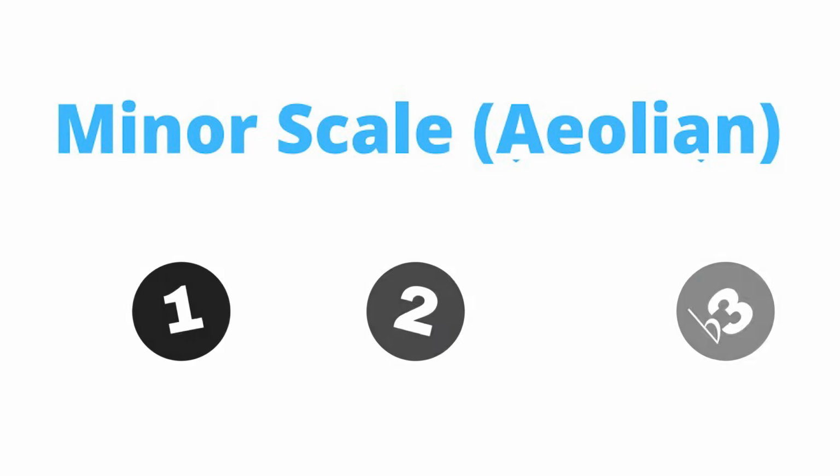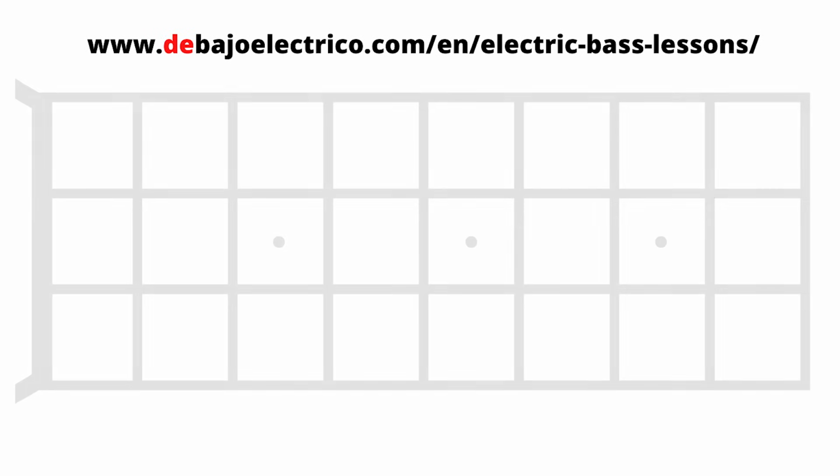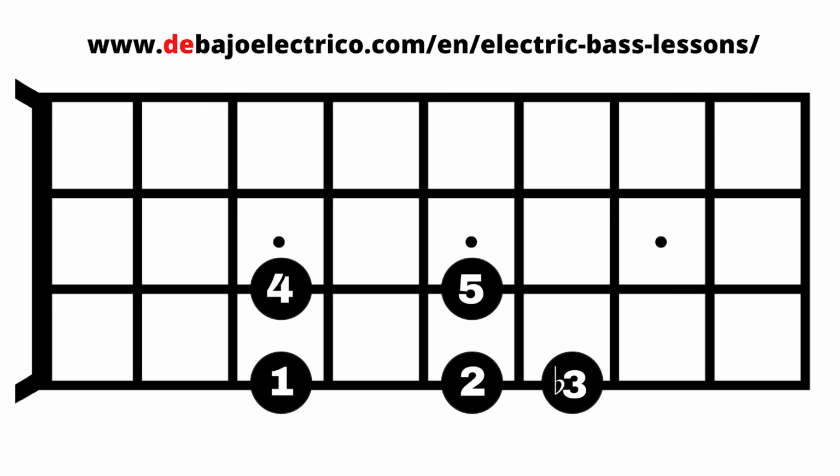Okay, now let's focus on the minor scale intervals. The minor scale is formed by the tonic, a first, a major second, a minor third, a perfect fourth, a perfect fifth, a minor sixth, and a minor seventh, one tone away from the octave.